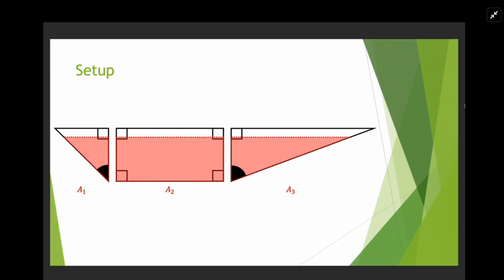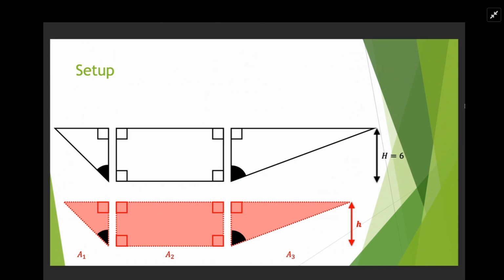Area 1, or A1, is a triangle. A2 is a rectangle, and A3 is another triangle. Now, really, we have two sets of areas. The water areas in red with a common height of h, and the pool areas in black with a common height of 6 feet. We will label that height big H.